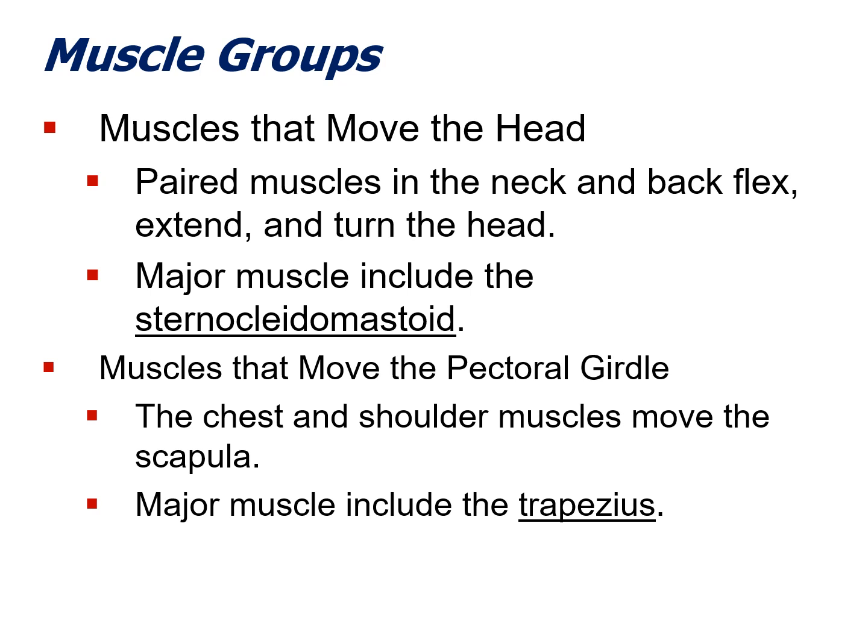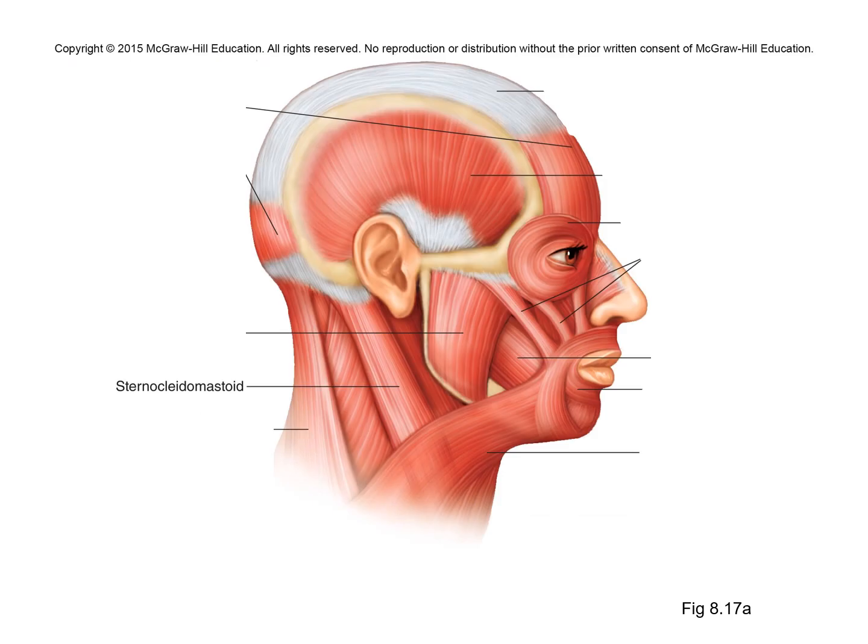Also, muscles that move the pectoral girdle. These are muscles that move the scapula, the bone, the scapula. And these major muscles include the trapezius. And I'm going to show you a picture of everything shortly. So at least here is the sternocleidomastoid. This is just a portion of it. I'll show you a little bit more detail in a minute. But here's the insertion on the mastoid process of the temporal bone of the skull.